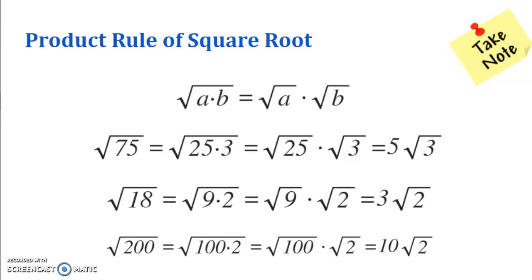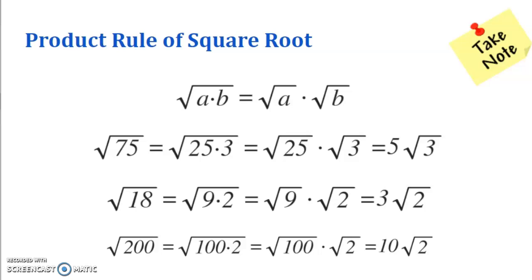Similarly, if I have square root of 18, 18 is really the same as 9 times 2, and then I can separate each of the product into its own radical. So that's square root of 9 times square root of 2.